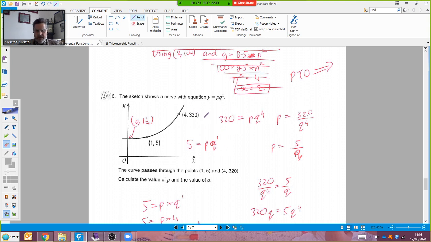Next one. I know that y equals p times q to the power of x. Using this coordinate, 320 equals p times q to the power of 4. And when I marked this work from some of you, I said, set up 2 equations with p. Set up 2 equations with p. And hopefully that was a hint to some of you.